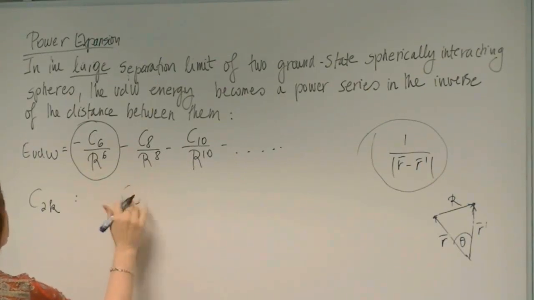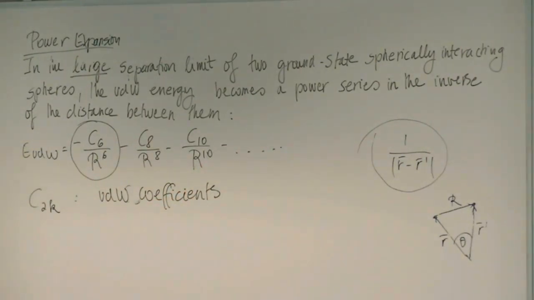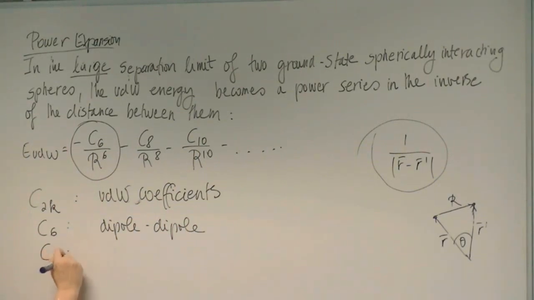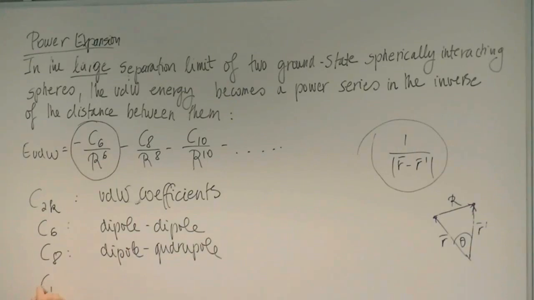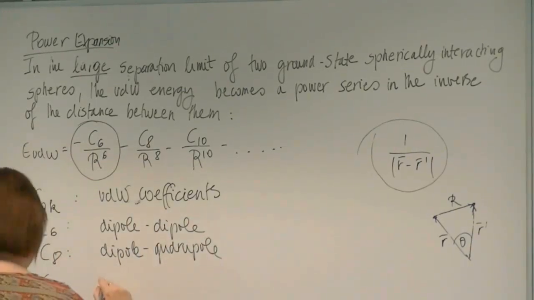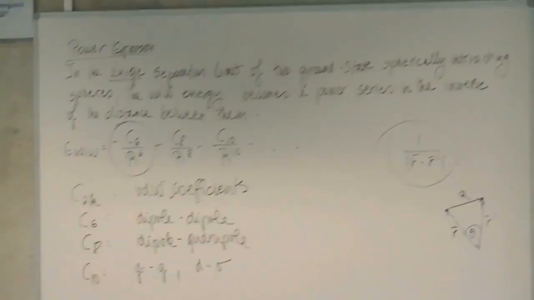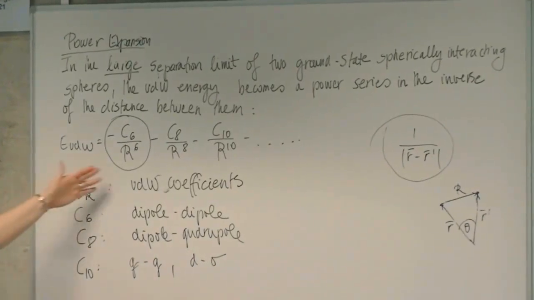So, van der Waals coefficients characterize the van der Waals interactions. Qualitatively, C6 is responsible for the dipole-dipole interaction. C8, dipole-quadrupole. And C10 characterizes even more, that's the quadrupole-quadrupole and the dipole-octupole interactions. Okay, so we have an exact expression, but let's see what this C2k is.